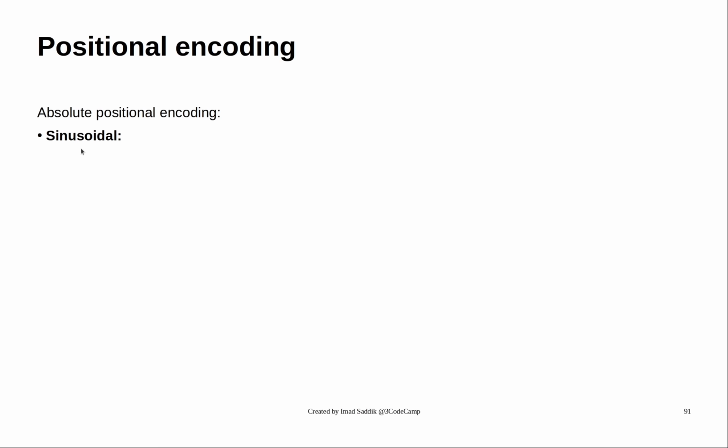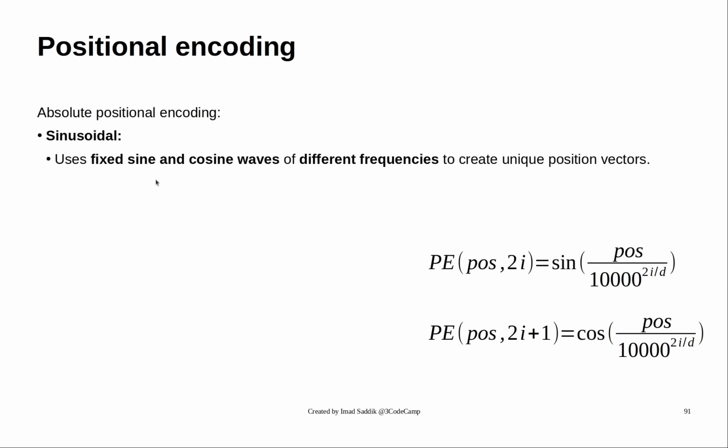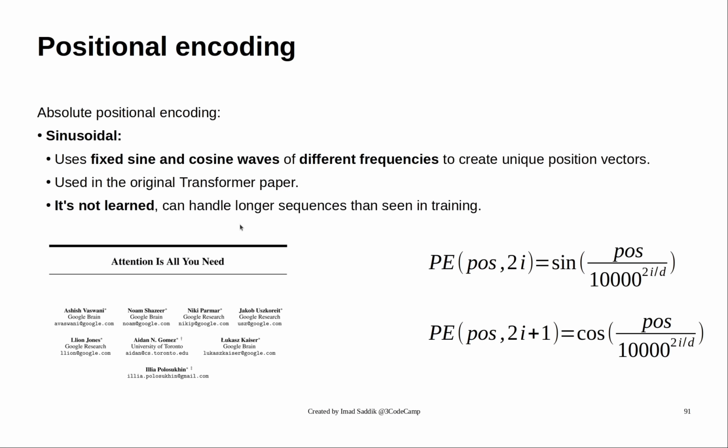Next, we have sinusoidal positional encoding. Instead of learning position vectors, we use mathematical formulas, sine and cosine waves, with different frequencies. As you can see, here are the formulas we use to generate them. This method was used in the original transformer paper. Because it is formula-based, we don't need to learn anything, and we can handle inputs longer than what the model saw during training. Because we have just two formulas, we can pass the values and get the positional encoding for that specific position.